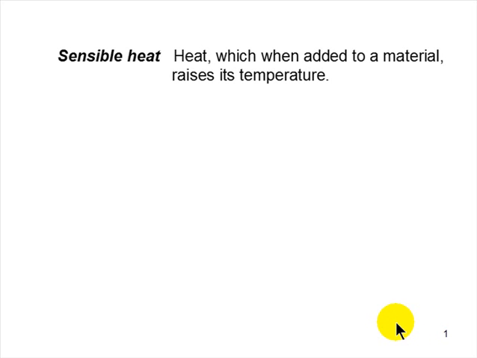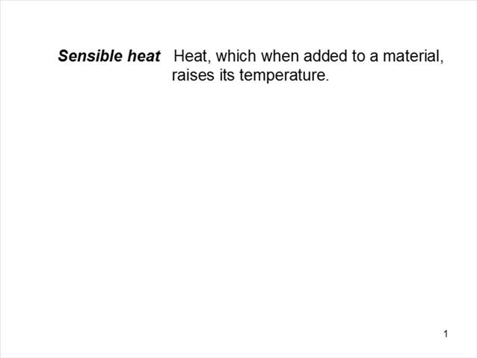All right, let's talk about heat. You got two heats, just like you got two feet. You got sensible heat, you got latent heat. Sensible heat is heat which, when added to a material, raises its temperature. I'm sorry, it's not inaccurate. When you add it, it raises it. When you remove it, it lowers it. Anytime you adjust the sensible heat, you adjust the temperature.